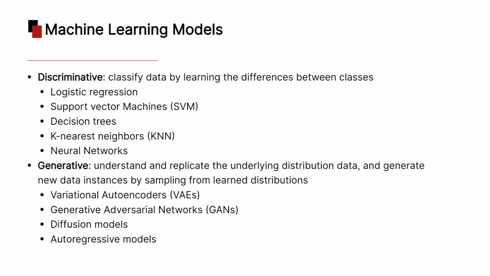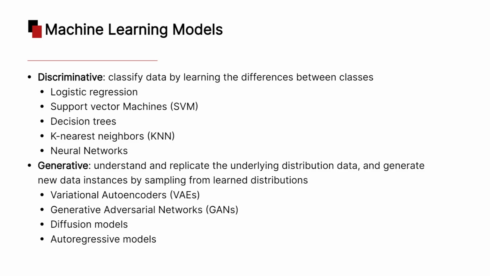Second, generative models. These models learn the underlying data distribution, meaning they try to capture how the data was generated. Once trained, they can create new, realistic examples. Variational Autoencoders, VAEs, encode data into a latent space and decode it back with a probabilistic twist that allows sampling of new data points. Generative adversarial networks, GANs: two networks in a game. A generator creates fake data, and a discriminator tries to tell it apart from real data. This adversarial process produces incredibly realistic outputs.